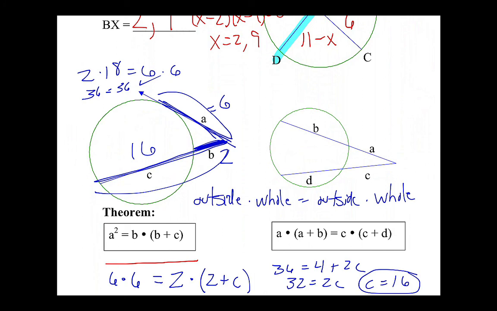So what I've done here is shown you both pictures. A lot of times the outside part is obvious. So in this picture, A is the outside part, and the whole thing is A plus B. So A, the outside part, times the whole thing, A plus B, should equal the outside part C times the entire length of that segment, C plus D. That's how that theorem works. You just have to put the numbers into that formula or that theorem. And again, it comes from similar triangles and proportions, but for the sake of time, I'm just going to give you that one. See if you can use it to solve and find missing angles, missing segments inside of circles.